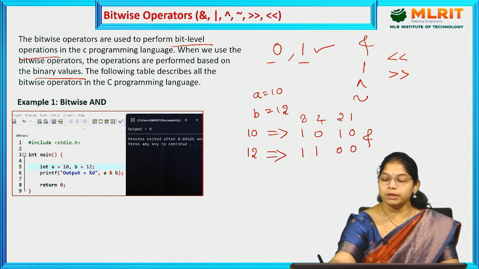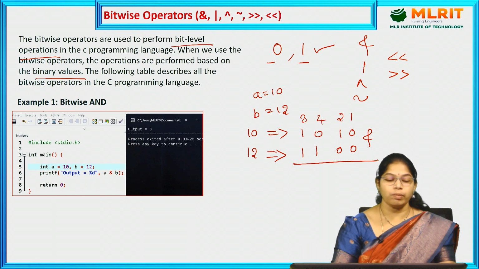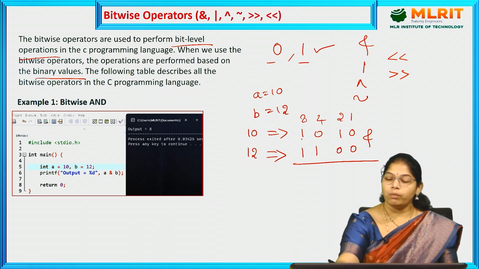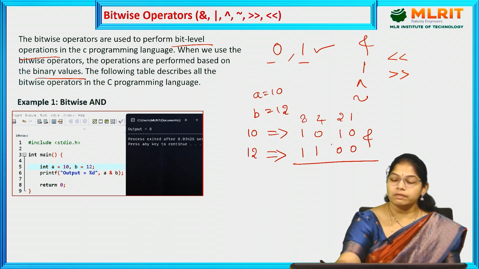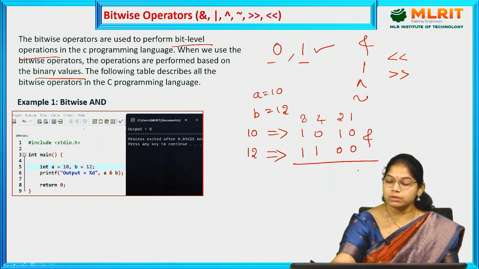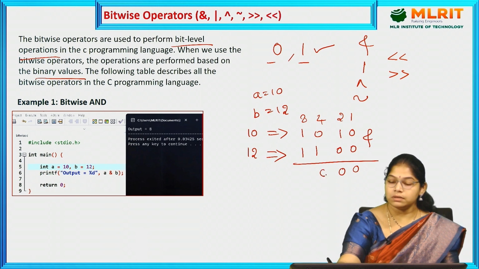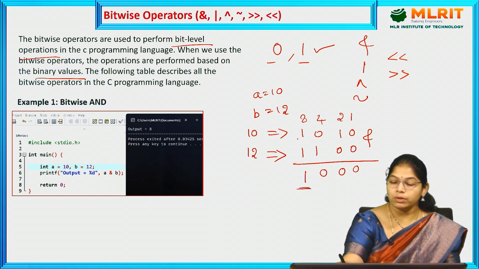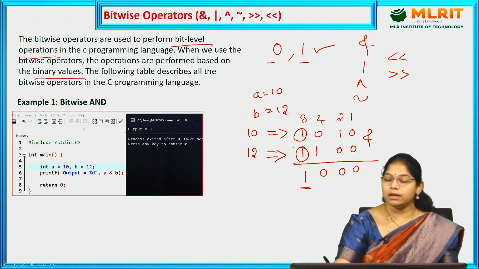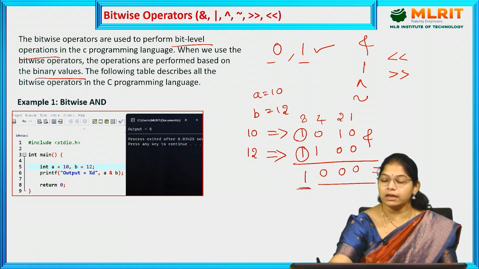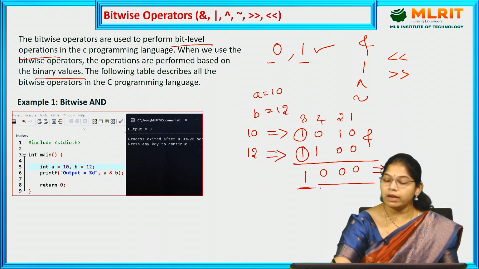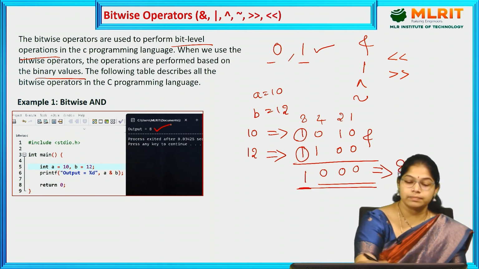If we are performing bitwise AND on these two binary values, it will give the value 1 when both bits are 1s, otherwise 0. So here we have 0 0, so it is 0, 1 0 is 0, 0 1 is 0, 1 1 is 1. It gives the value 1 when both bits are 1, otherwise 0. If we convert this into decimal, the decimal value of this binary is 8.